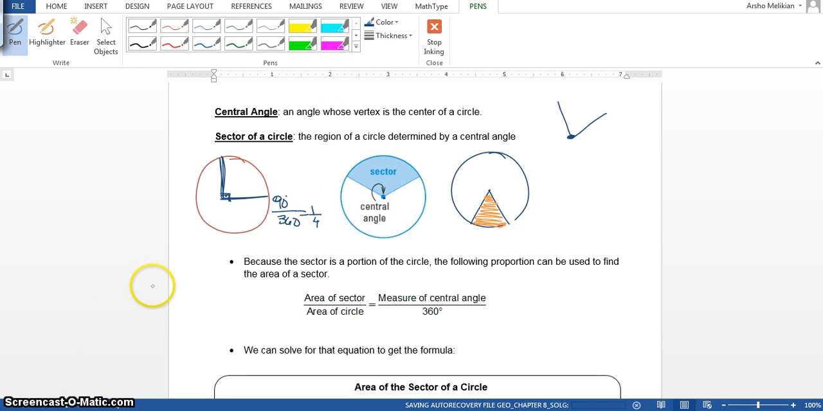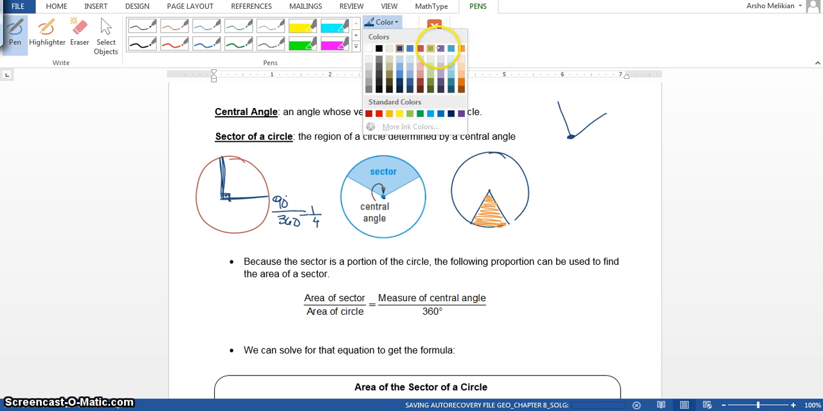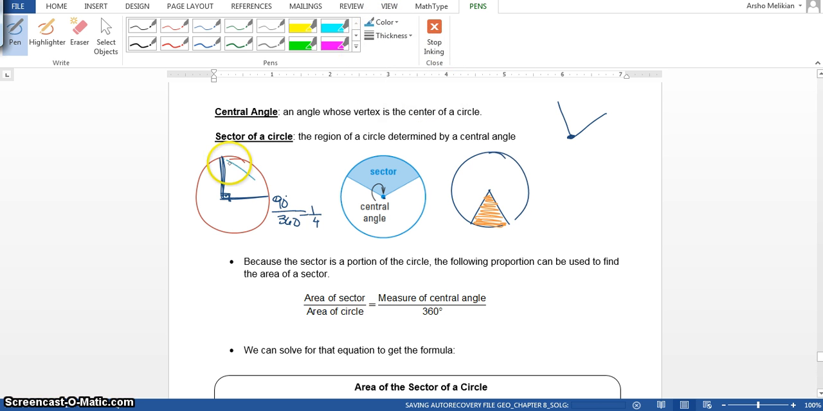Now let's see about the slice that I cut out. How much of the entire pizza is this slice that I cut out? It's exactly a quarter. So the angle is exactly a quarter of the full, and the slice is exactly a quarter of the full circle. All right, and that is not a coincidence.